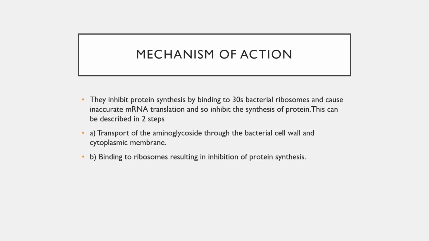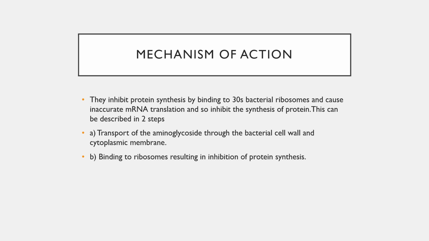Mechanism of action: they inhibit protein synthesis by binding to the 30S bacterial ribosome if it is streptomycin, and the 50S subunit of the ribosome if it is any other aminoglycoside, and cause inaccurate mRNA translation and so inhibit the synthesis of protein. This can be described in two steps. One is transport of the aminoglycoside through the bacterial cell wall and cell membrane via the porin channels, entry from the periplasmic space across the cytoplasmic membrane, and it is carrier mediated, which is linked to the electron transport chain.